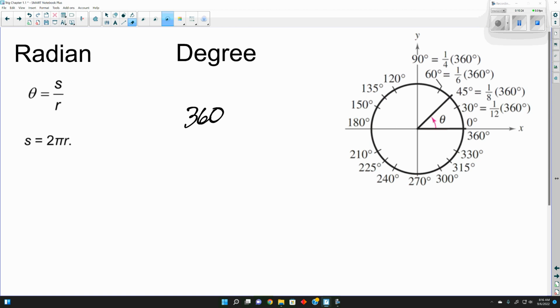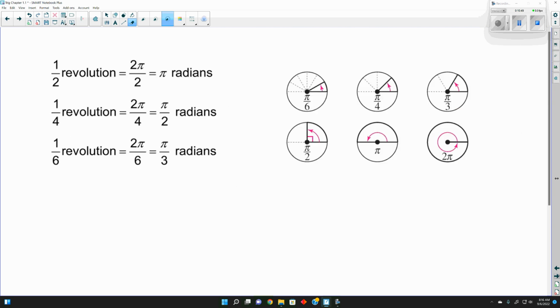Now, one way that we can distinguish between the measures: radians will sometimes give us the measure in RAD or pi. Pi should be a giveaway if it is in radians, or it has RAD afterwards. One giveaway for degrees is our little circle here. It's telling us that it's in degrees. Questions on any of this here so far?